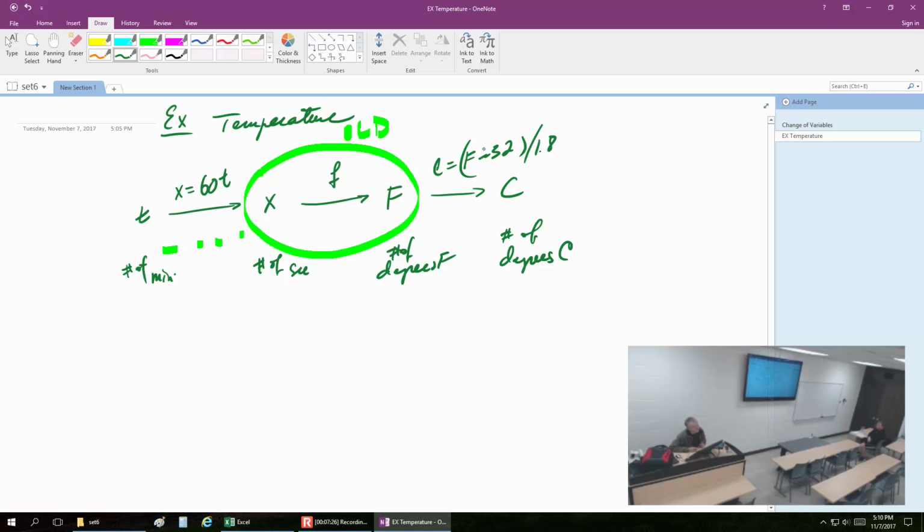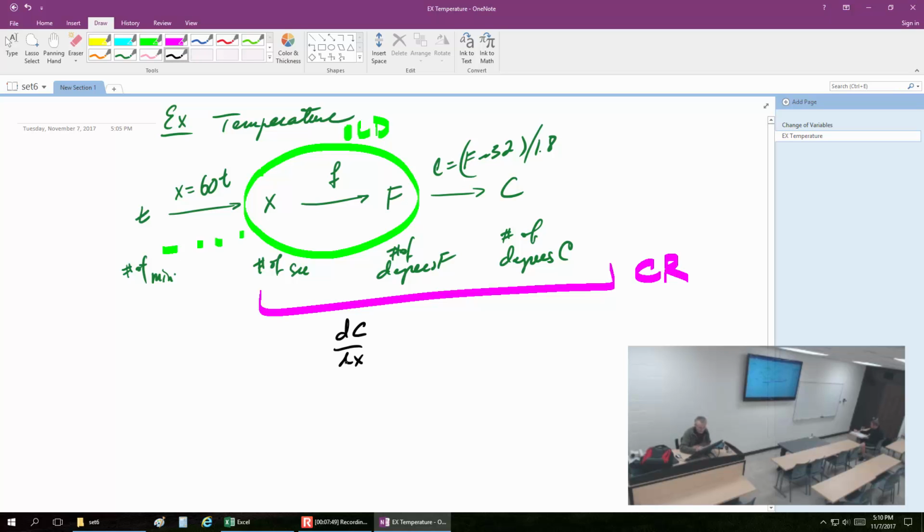So that subtraction simply shifts everything vertically. Okay, so a vertical shift, as we know, does not affect the shape of the graph, and therefore it does not affect the derivative. Okay, so that certainly is easy to verify if we just look at the one on the right, and once again I'm looking at the chain rule. Okay, so what am I getting? dC/dx is equal to dC/dF times dF/dx.